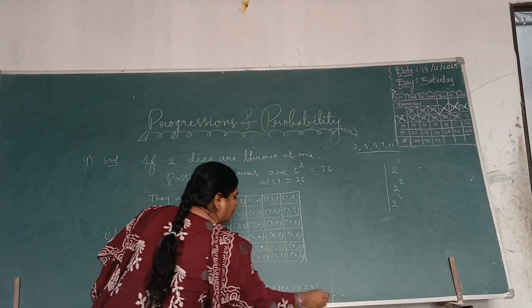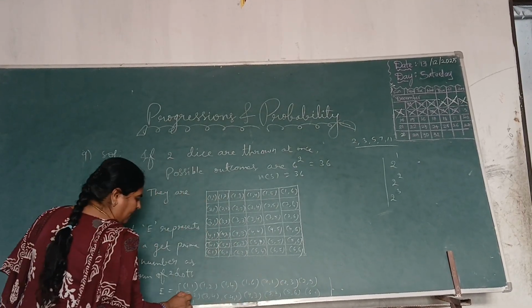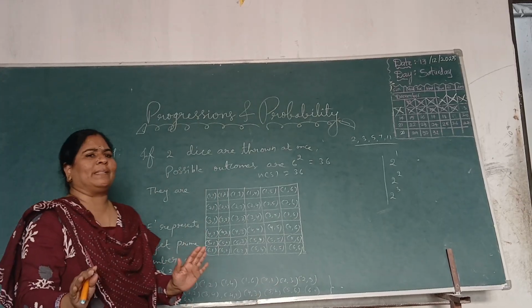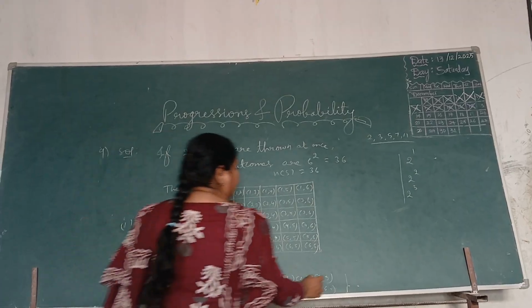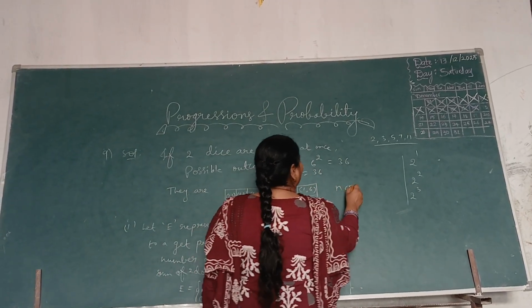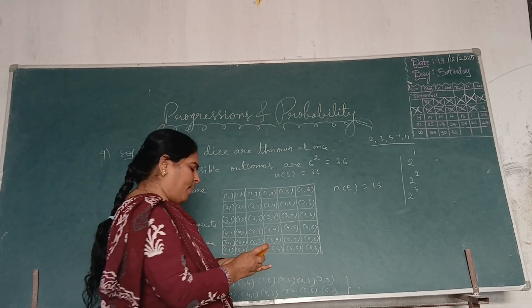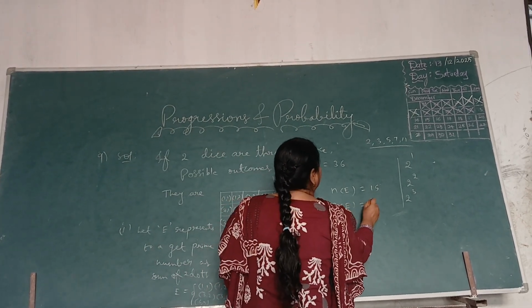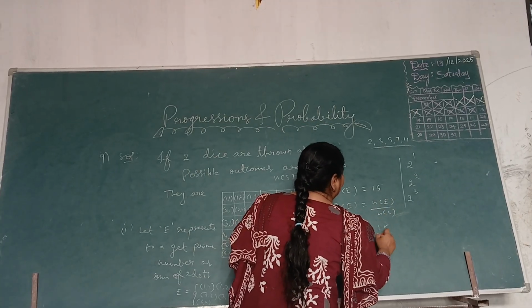Total 15. So let me count. 1, 2, 3, 4, 5, 6, 7, 8, 9, 10, 11, 12, 13, 14, 15. You nicely count like this, because we should do it accurately. That is very important. That is N of E, we are getting 15, madam. Now P of E I want. That is the probability of getting a prime number when adding the 2 dots. That is N of E by N of S. That is 15 by 36.